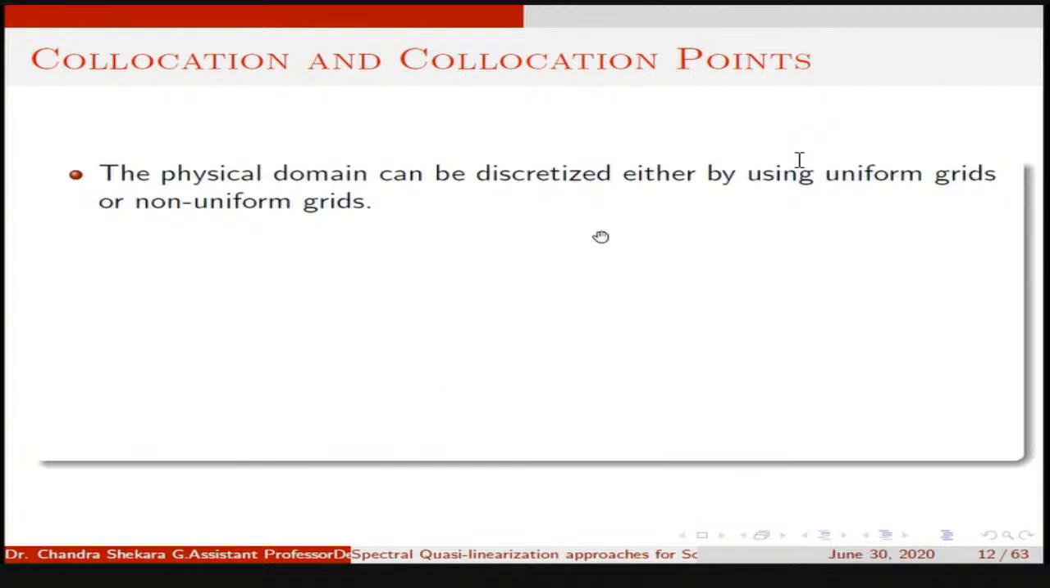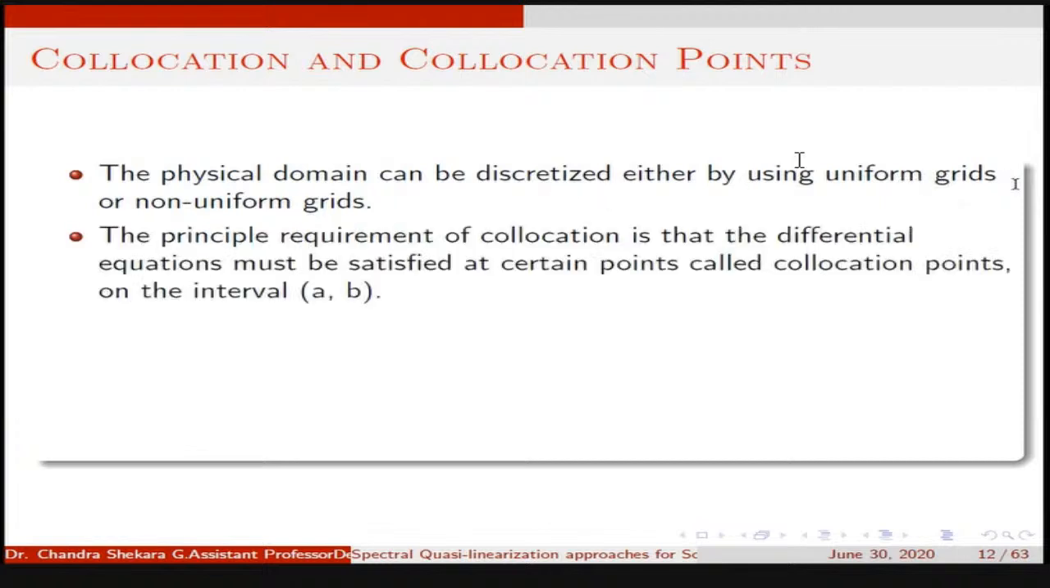So the physical domain can be discretized either by using a uniform grid or non-uniform grids. The uniform grid is actually used in the finite difference method, but in this case we use the non-uniform grid instead of the uniform grid. Why the non-uniform grid plays a very important role, or how it increases the accuracy of the solution, we'll see with the examples. But the main principle in the collocation method is that the differential equation must be satisfied at certain points within the interval AB, and these points are called collocation points.